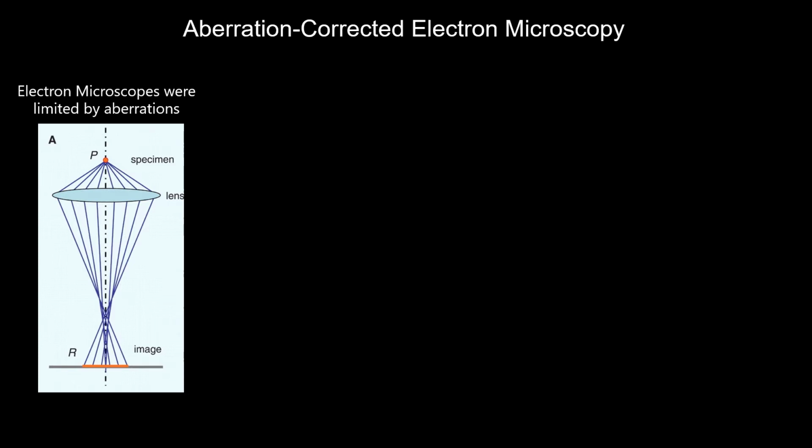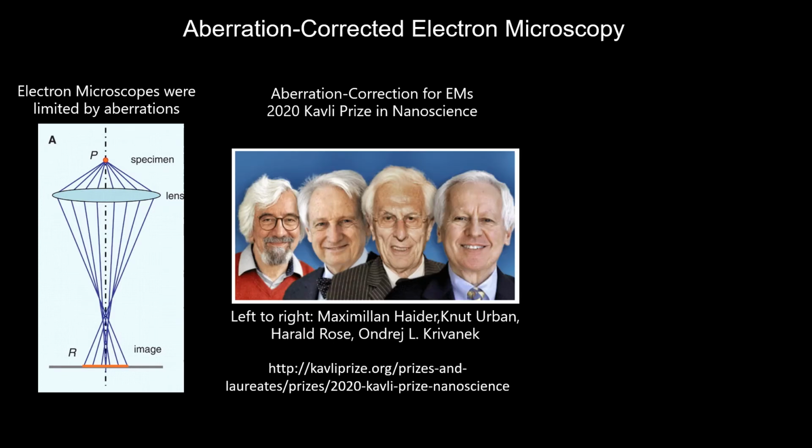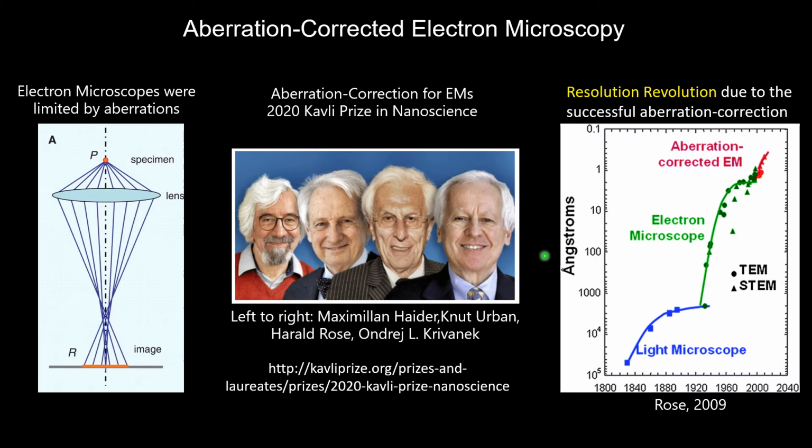Successful aberration correction was achieved in the late 1990s, and the main inventors were just awarded the prestigious Kavli Prize in Nanoscience this year. Just watch, Nobel Prize one day will also not be a surprise. And because of the aberration correction, microscopy just had another revolution of resolution, and nowadays microscopes can resolve things less than 1 angstrom apart, and that is 10 to the power of -10 meter.